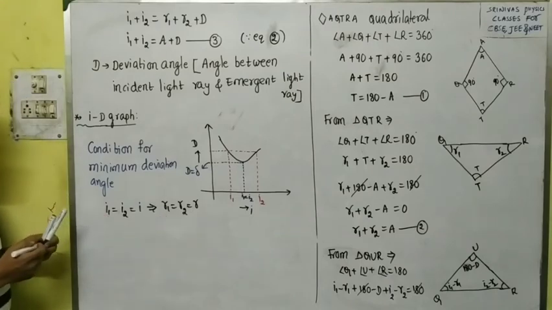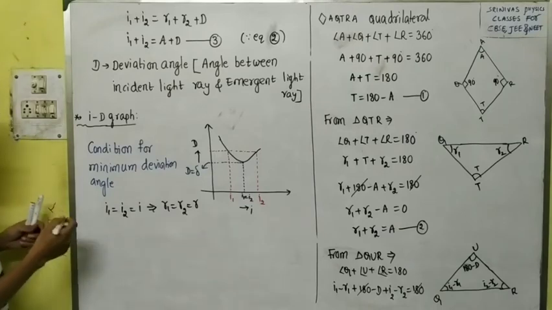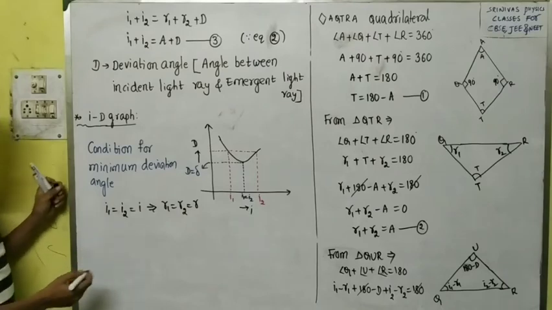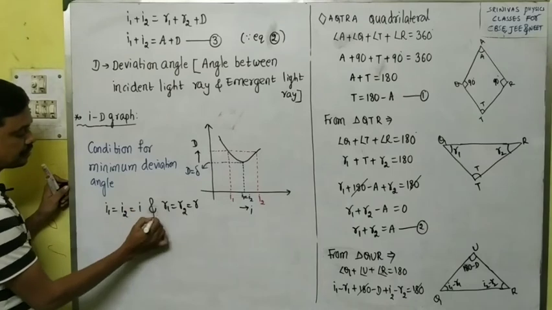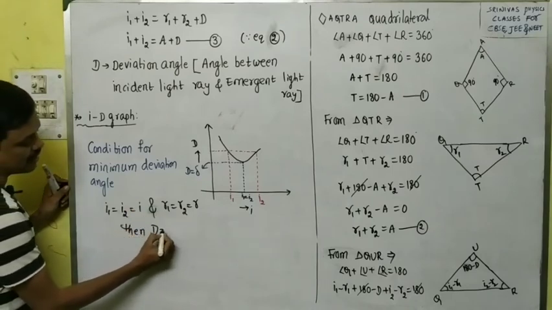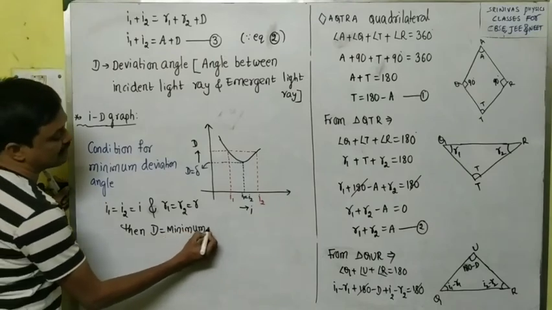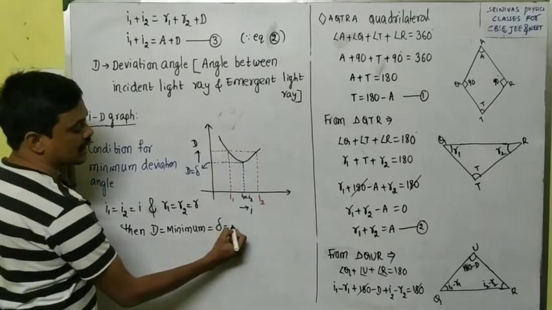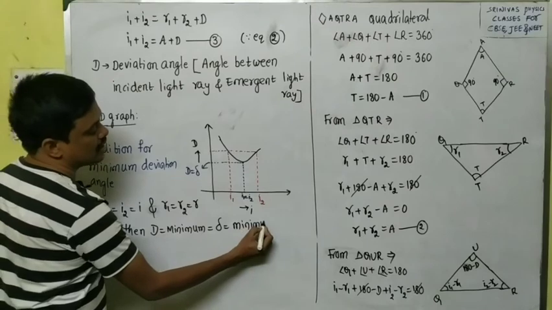This is the condition for minimum deviation. If I1 is equal to I2 and R1 is equal to R2, then the deviation angle becomes minimum. This minimum deviation angle we can consider as delta. What is delta here? Delta is called the minimum deviation angle.